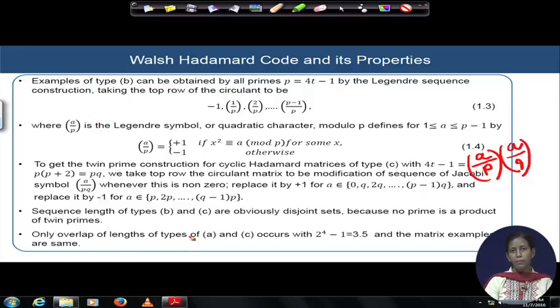Some overlapping may be possible between generation type A and type C. For example, when 2 to the power 4k is equal to 4, you are getting 15. So 3 cross 5 is the example where C can be generated by means of this, and also by type A you will get a 15 length sequence.